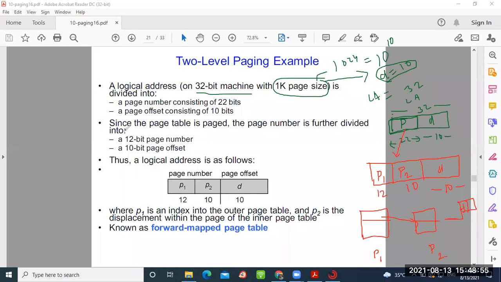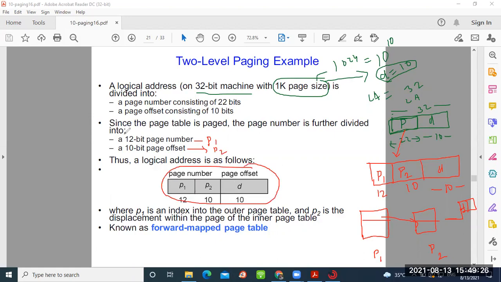Now you can see here, the 22 bits which are actually used for the page table are now further divided into two parts. One is the 12 bit page number, which is named P1. The second one is the 10 bit page offset, which is named P2. So this logical address is divided into two parts, P1 and P2.